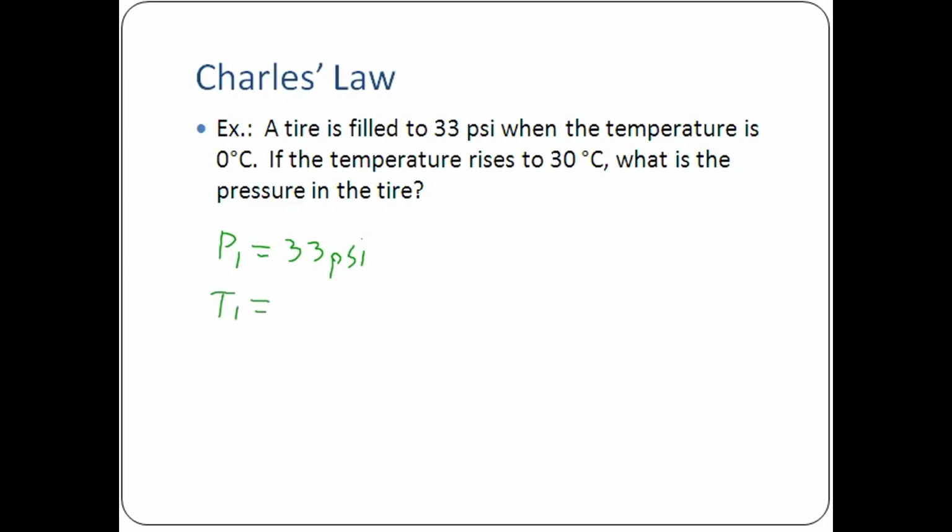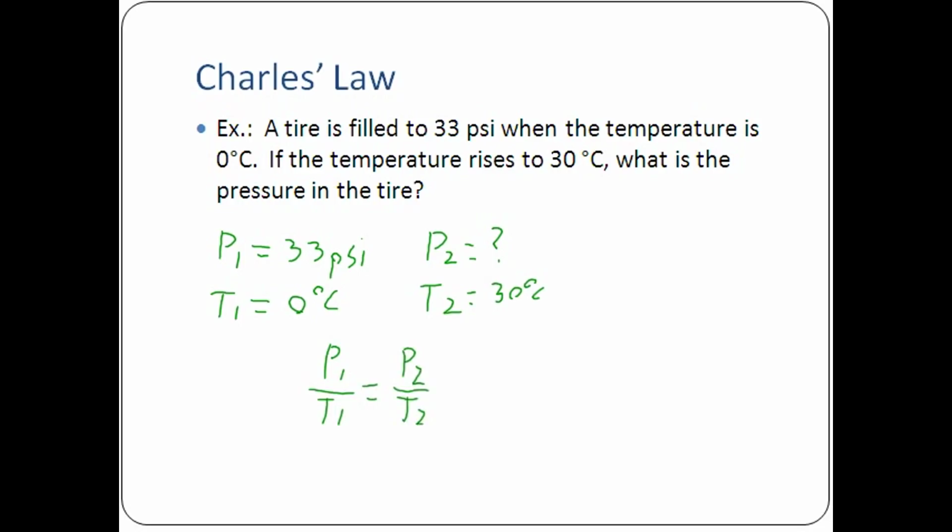The original temperature is 0 degrees C. Okay, so we got that. The final pressure, P2, we don't know what that final pressure is. The final temperature, T2, in this case is going to be 30 degrees C. So let's set up Gay-Lussac's law. So P1 over T1 equals P2 over T2, like that.